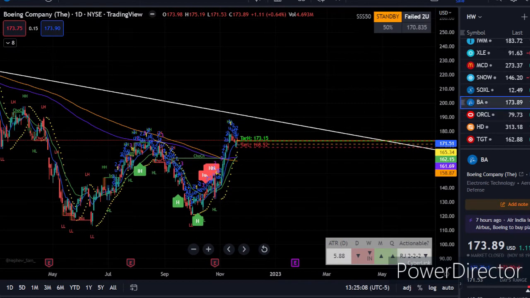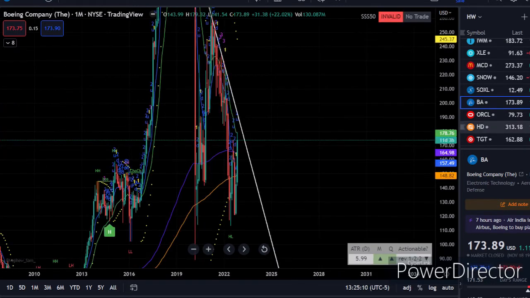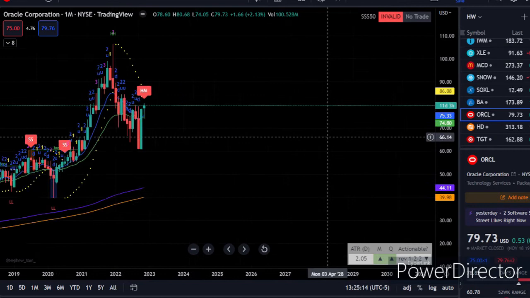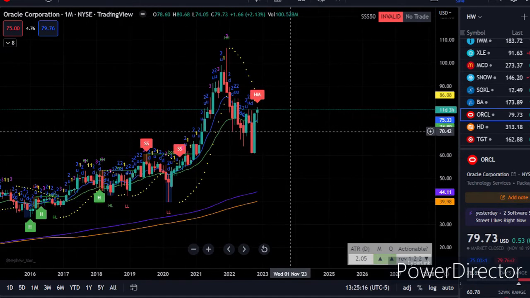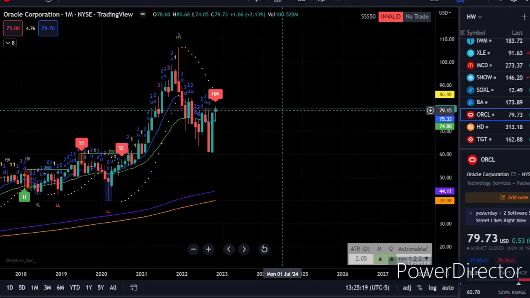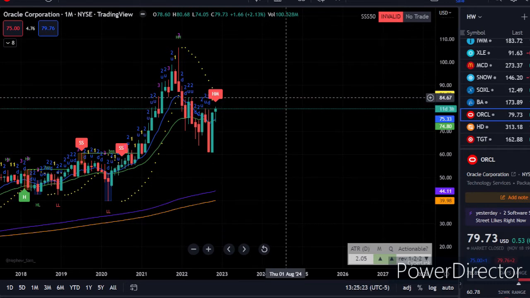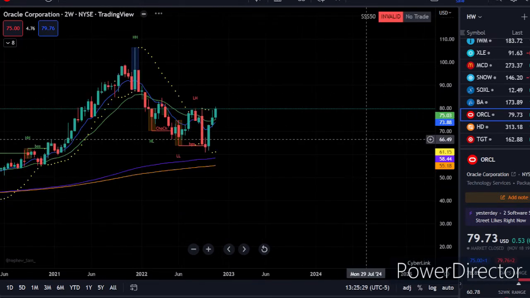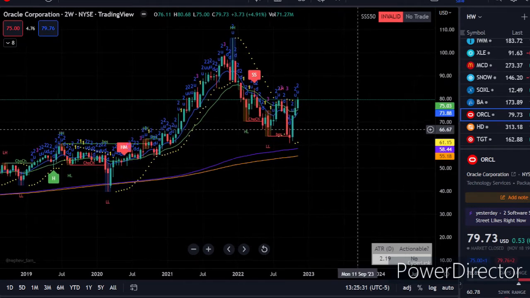And so then I wanted to point out Oracle. I liked Oracle because if it can break above 80, then we can target this next monthly and make it out of this little range here. So I just kind of wanted to put that on your radar.